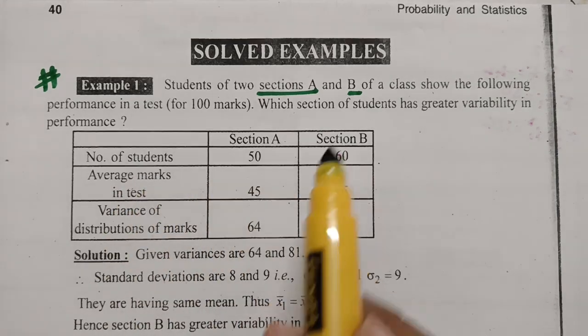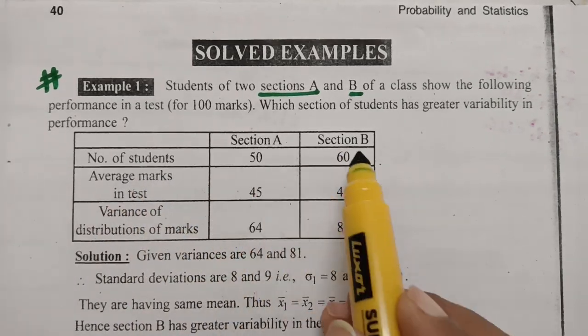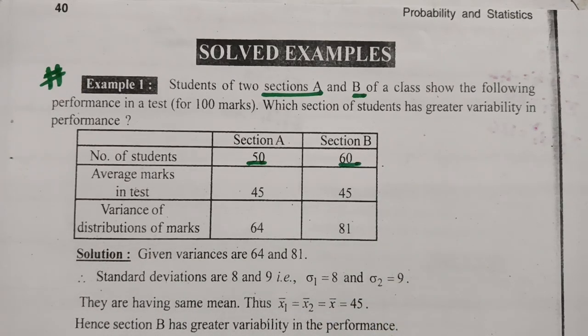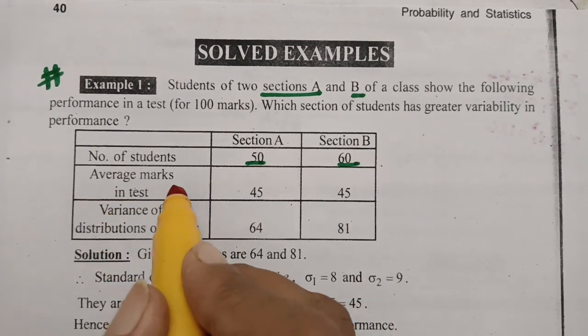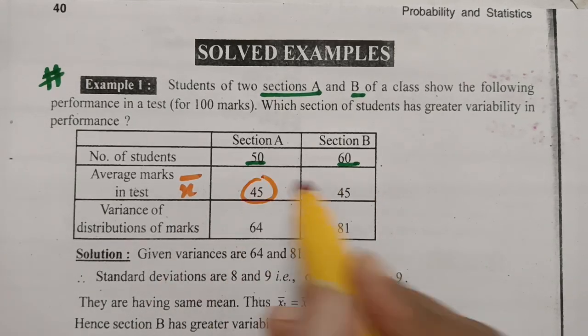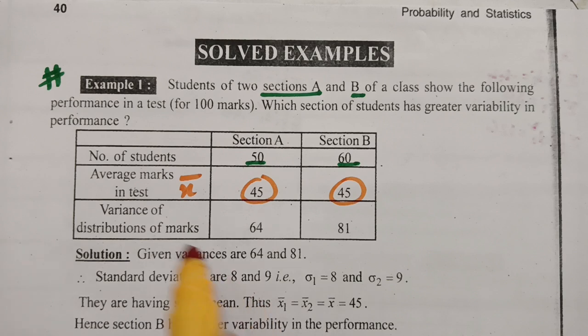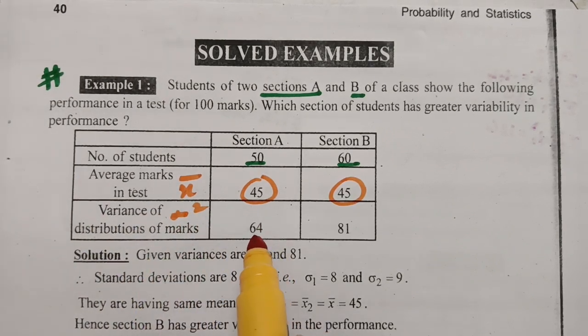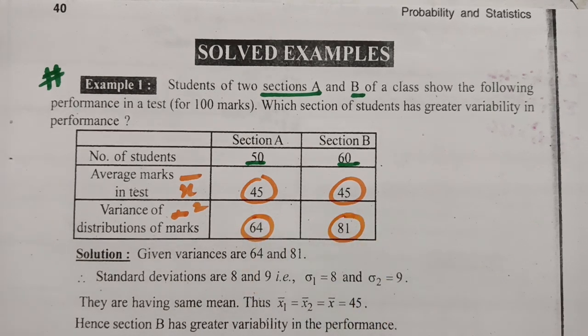And here are the two sections. The number of students in section A is 50 and in section B is 60. Here the average x bar is 45 and this one is also 45, so these two are the same. Next one is variance, which is nothing but sigma square. Sigma square value is 64 and this is 81.